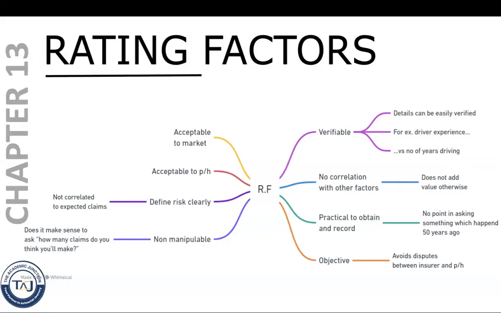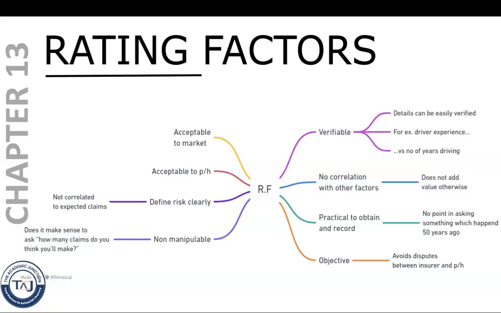The other points that you guys kind of sort of got and missed at the same time were that it should be objective and it should be verifiable. So the rating factor details should not only be non-manipulable, they should be easily verifiable. For example, I cannot ask, how long have you been driving?